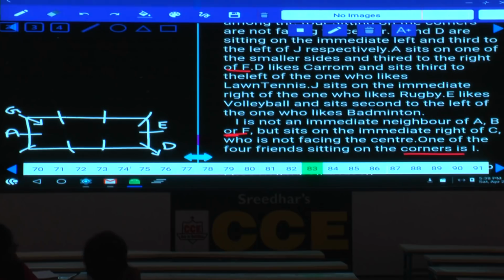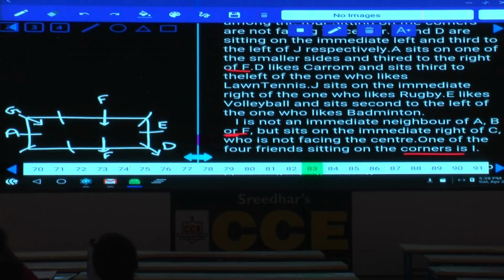Third to the right of F, F can be either at this place or F can be here, isn't it? If F is here, then A sits on one of the smaller sides and third to the right of F. A here is already fixed here. A third to the right hand side of F must be facing towards the center only. Or here F must be away from the center, isn't it?